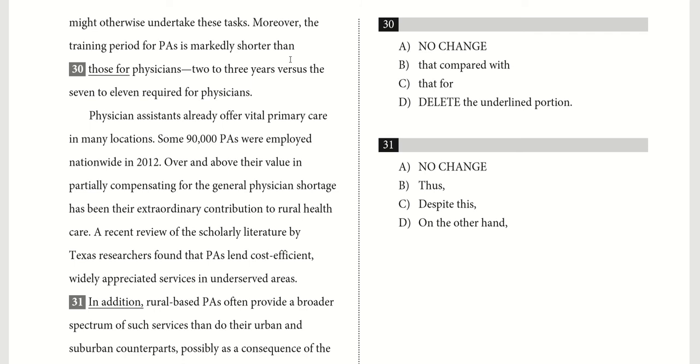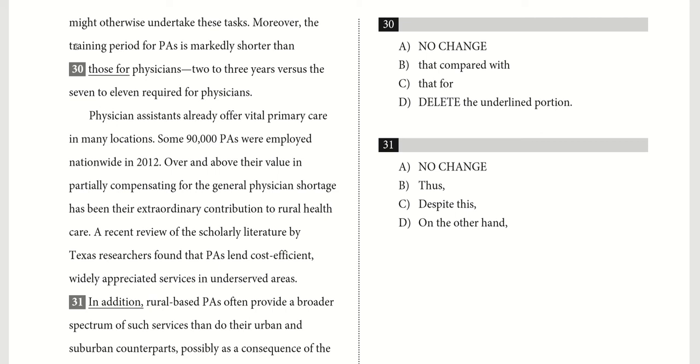So for 30, we have, "Moreover, the training period for PAs is markedly shorter than those for physicians," and then it goes on. So right off the bat, the issue here is that we have the word "those." "Those" refers to something plural, right? But here we need a reference to the training period, because it's the training period that's shorter for PAs, not PAs that are shorter than physicians.